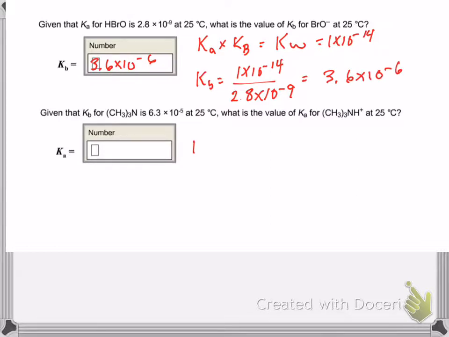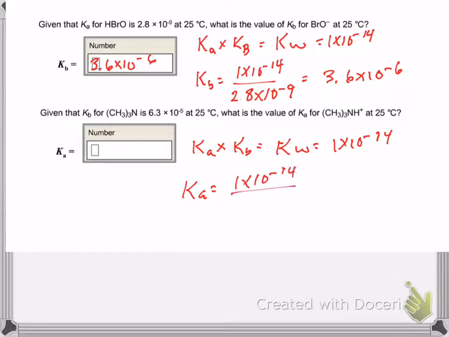Below, we see that we're given Kb for trimethylamine, that's 6.3 times 10 to the minus 5. What is Ka for its conjugate acid? So keep in mind, it's the conjugate acid. That means we can relate it using Ka times Kb equals Kw. That's really important. So we'll do the same thing. Solving for Ka, we put Kb below: 1 times 10 to the minus 14 divided by 6.3 times 10 to the minus 5. Solving that, we get 1.6 times 10 to the minus 10.